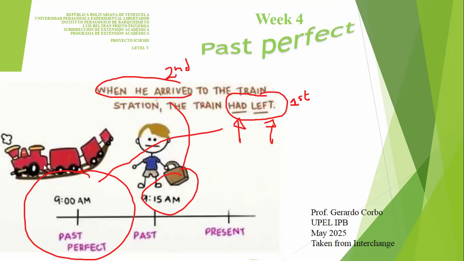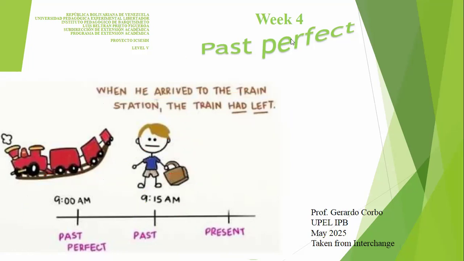So this is mainly the use of this tense, okay, to talk about something that happened in the past, but normally we have to mention that one of them occurred first and another one was second. Okay? This is mainly the reason why we use this tense.